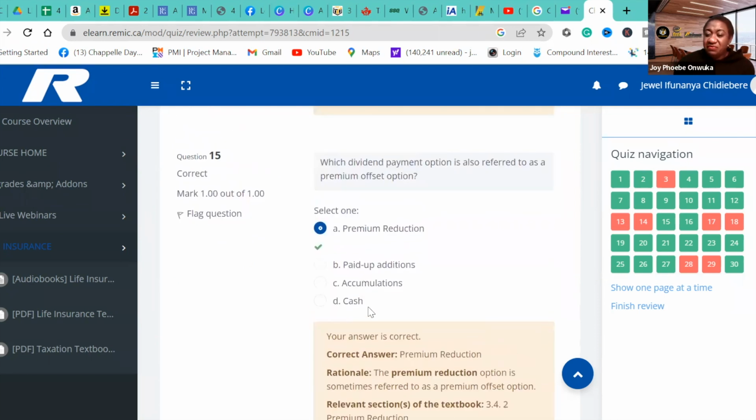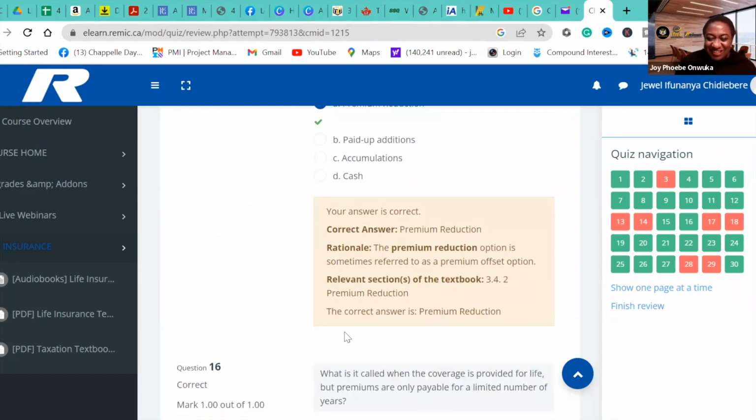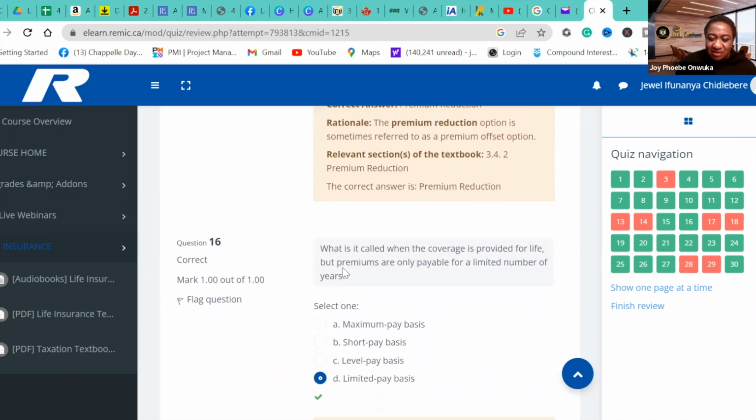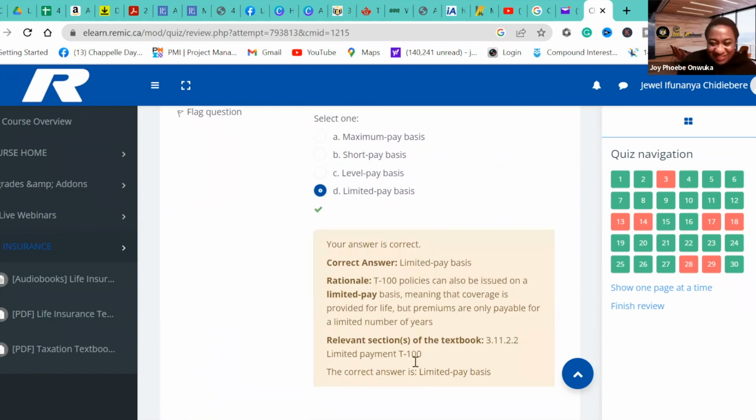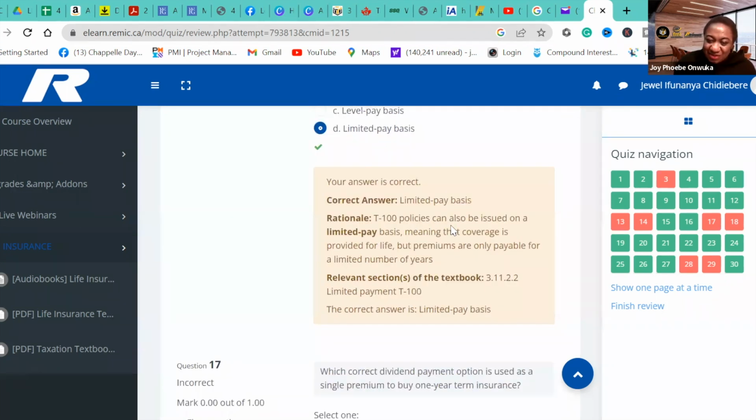Okay. Question 15, we got that one. Which dividend payment option is also referred to as a premium offset option? Premium reduction. We got that one. Okay. I'm going to fly through this now. Question 16. What is it called when the coverage is provided for life, but premiums are only payable for a limited number of years? That is limited pay basis. Limited pay. And the rationale is that T100 policies can also be issued on a limited pay basis, meaning that coverage is provided for life, but premiums are paid only for a limited number of years. All right.